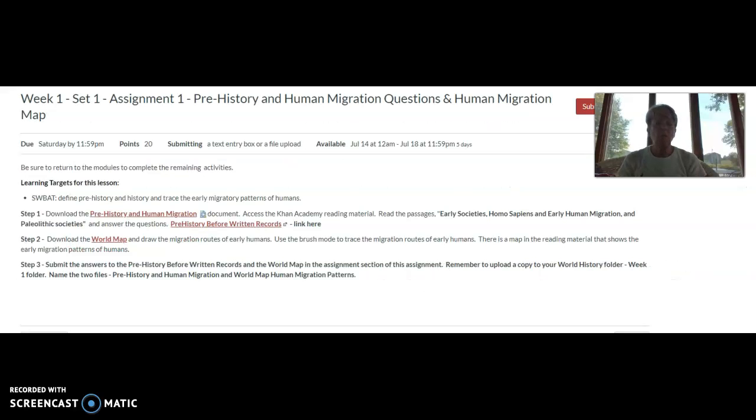This is the Week 1, Set 1, Assignment 1, Prehistory and Human Migration Questions and Human Migration Map. This is where you'll find all of the information that you need, and this is from where you will submit your assignments. So you're submitting two things. You're submitting the answers to the questions on prehistory and human migration, and you are submitting your world map showing the migratory patterns of humans.